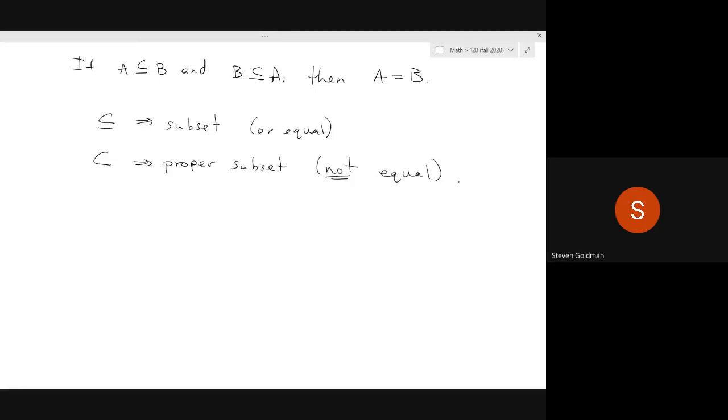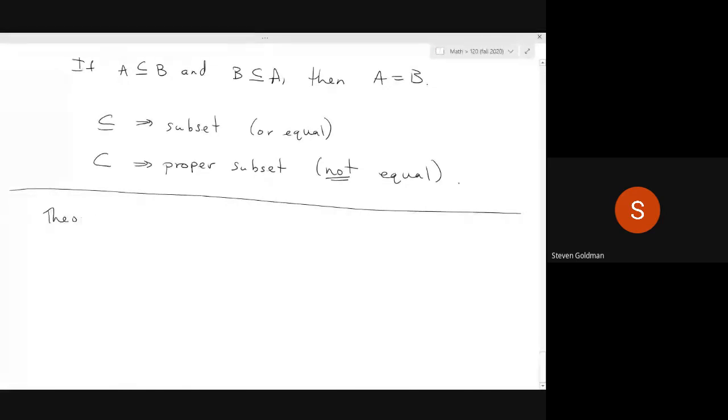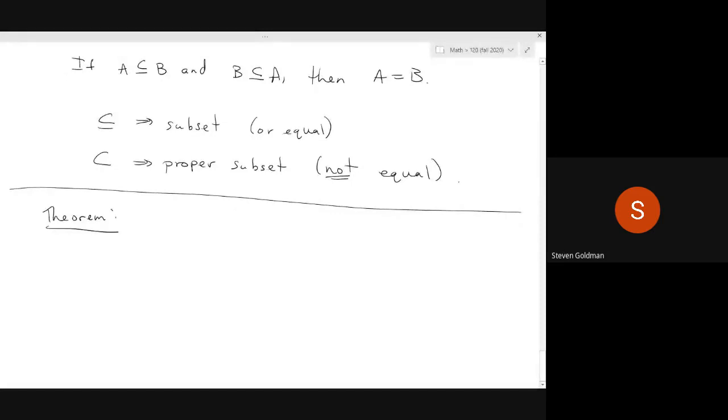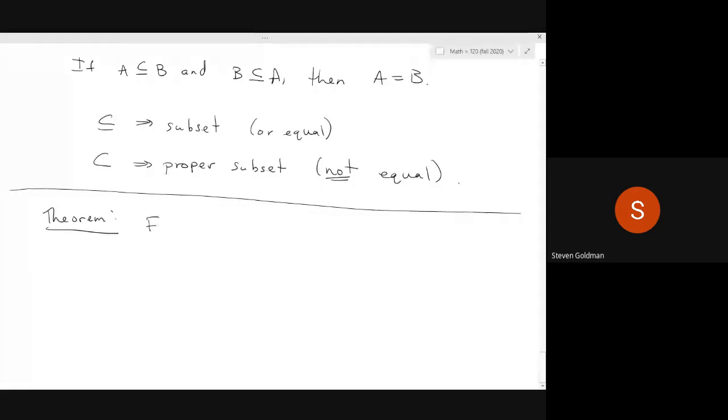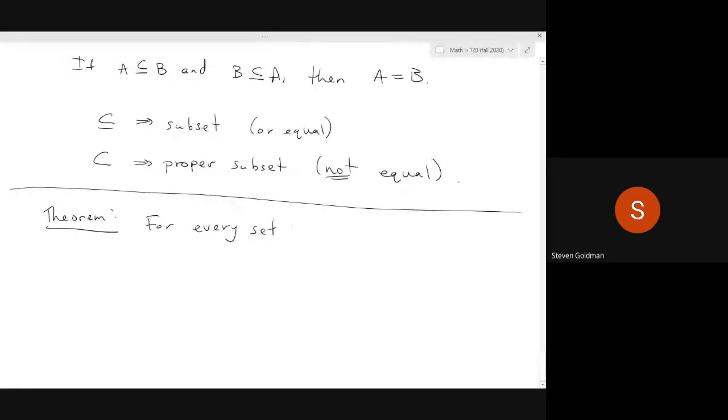All right, so we now move on to a theorem about subsets. The theorem is as follows. For every set S, the following two things are true. Number one, the empty set is a subset of S. So the empty set is a subset of everything. It doesn't matter what the set S is. And two, S is a subset of itself.